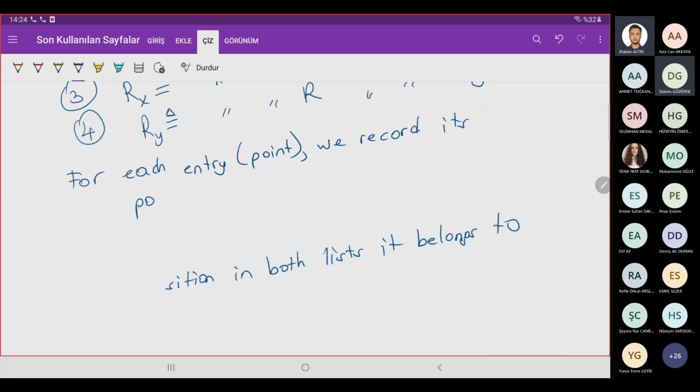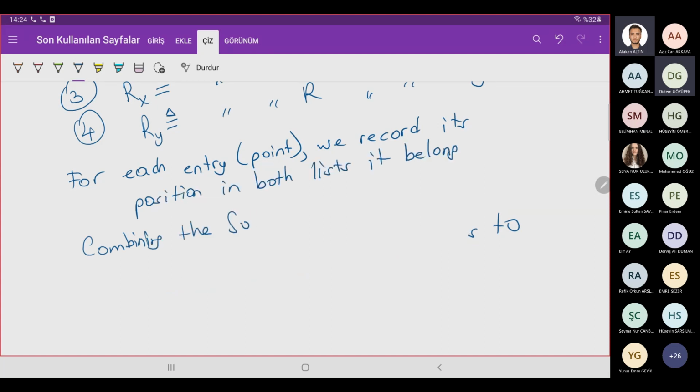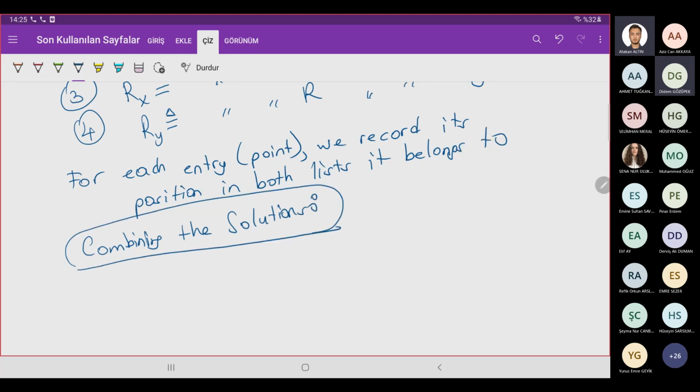So combining the solutions, we will talk about it after the break, because I want to combine it with the lemma, the proof, and we will see it after the break, a 10 minute break.